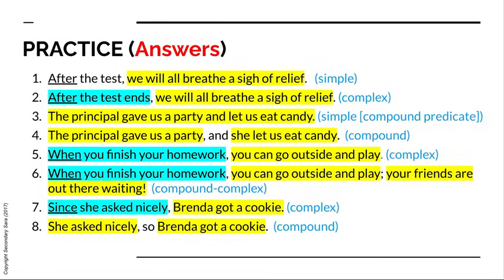Okay? It's just kind of like a mathematical equation or a recipe. You just put the things in the right order, you know what you've got, you check the boxes, and then you know what type you have. Okay, so this basically concludes the video.